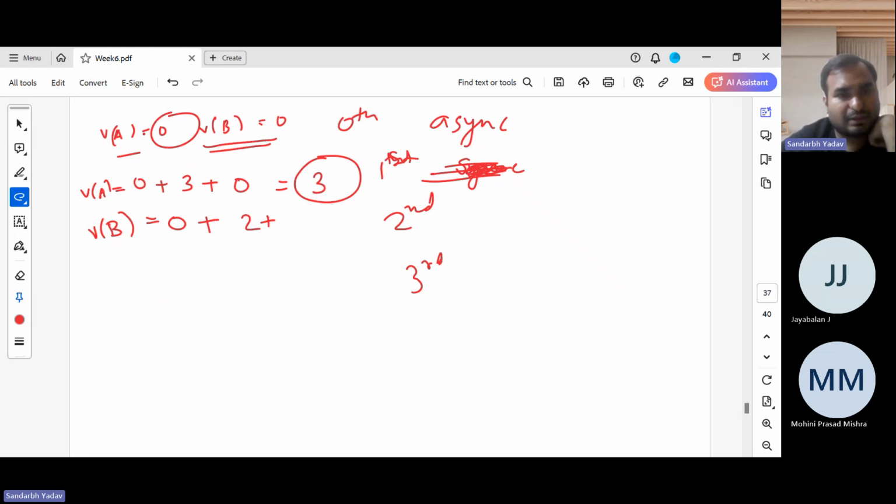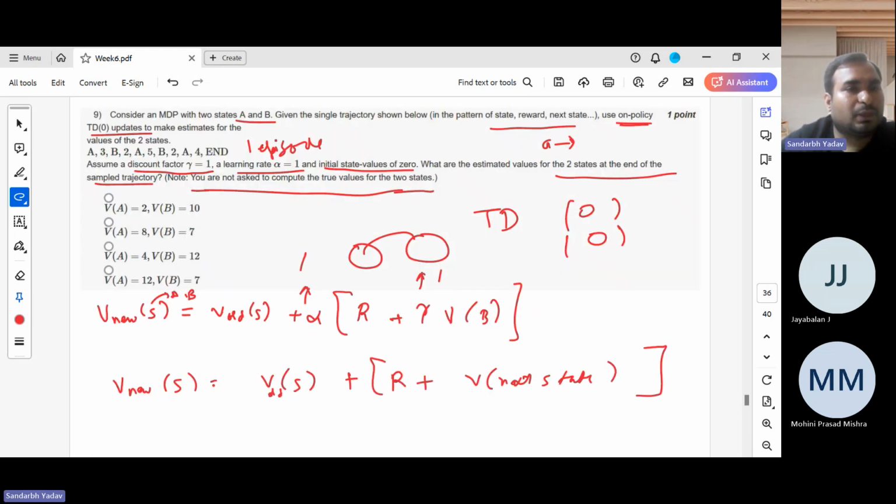So 2 plus 3, because this is where we are transitioning and its value is 3. So value of B will become how much? 2 plus 3, 5. Now you need to keep in mind that this is now the new value of A and this is now the new value of B. Now we have done this, we have done this. Now we are at A again. So let's do it for A.